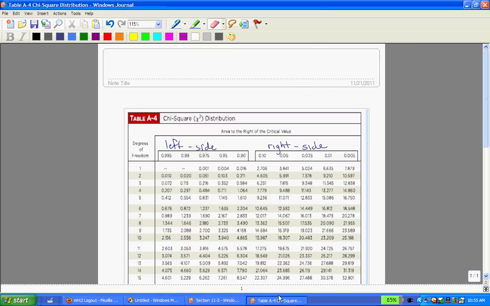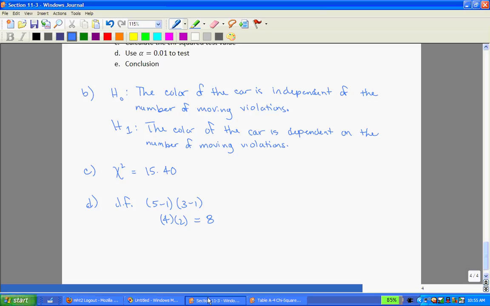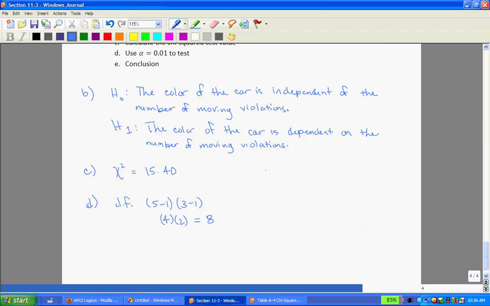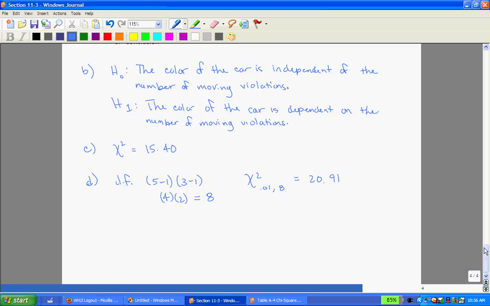Now if I go on my chi-square table here, I would go down to 8, and then I'd go all the way over to, what did we say our alpha was? 0.01. So down to 8 and over to 0.01, it looks like we are getting a value of 20.09. So back over here, my chi-squared, when I have 0.01 as my alpha and 8 degrees of freedom, is 20.09.